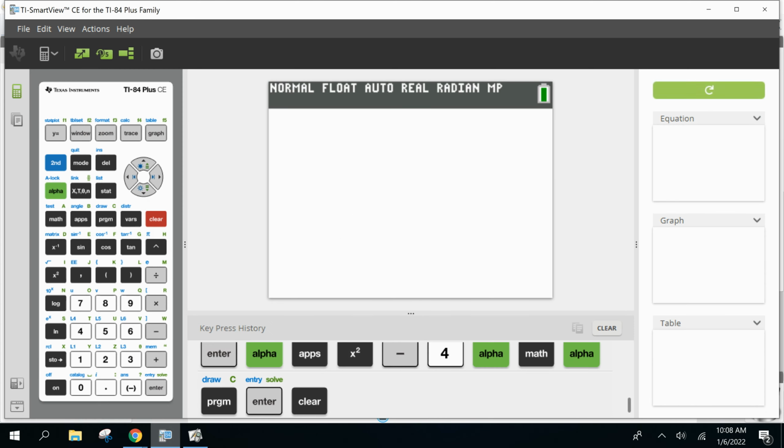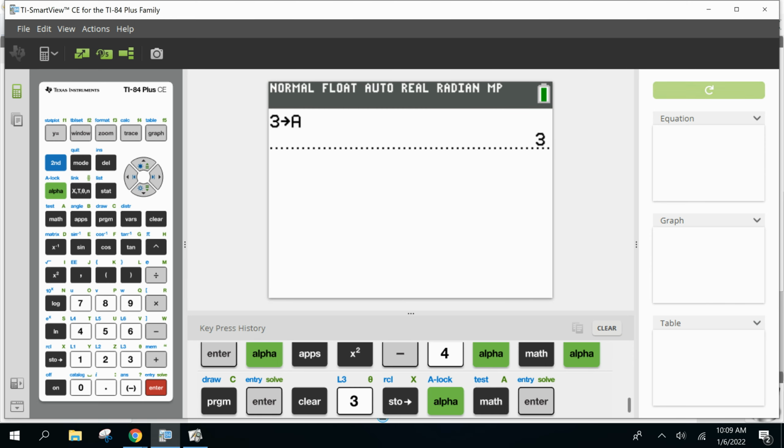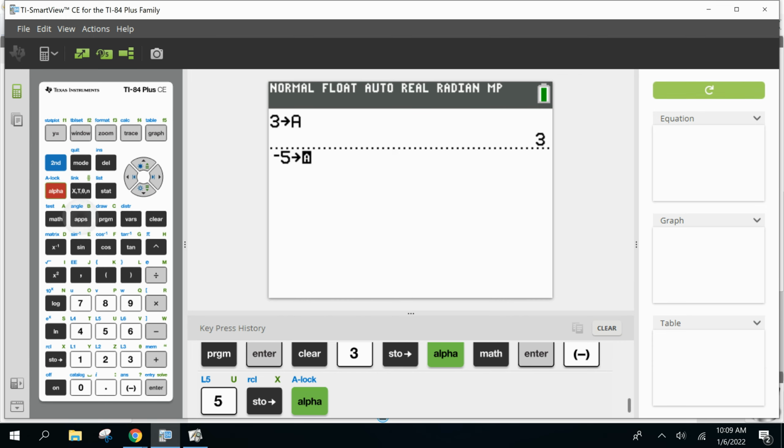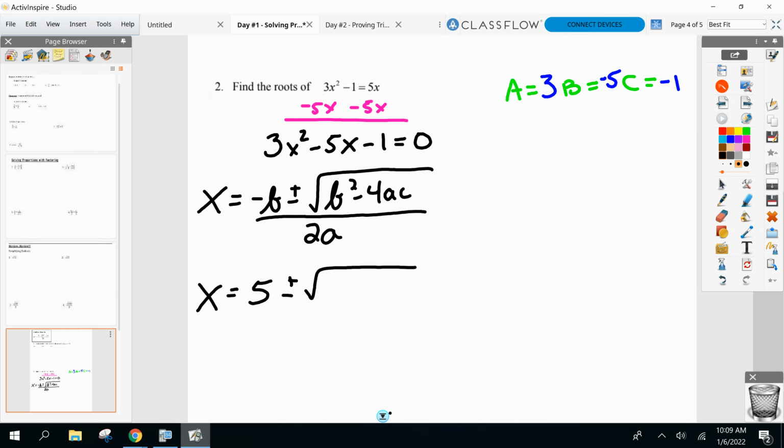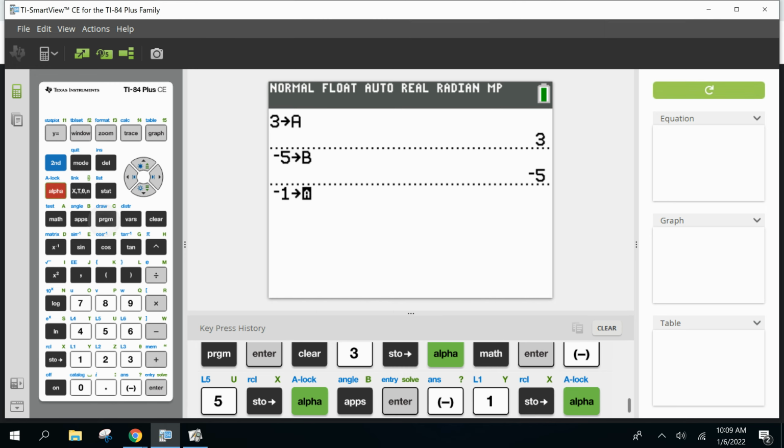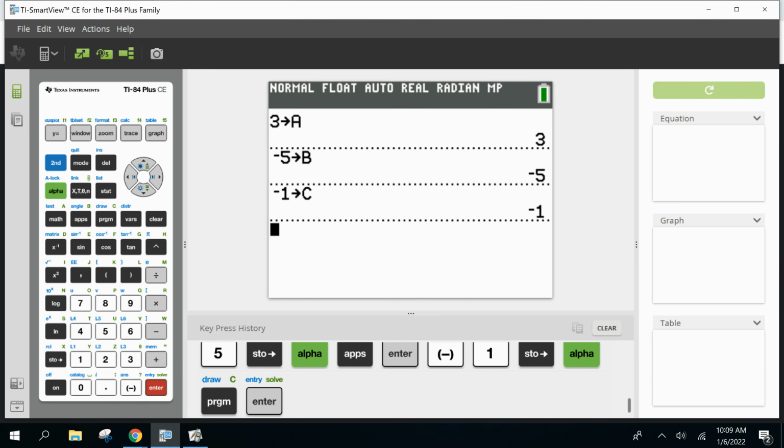What's my a value? 3. Store. Right to the left of 1. In for a. Alpha math. Enter. What's my b value? -5. Go ahead. -5. Store in for b. And then c value was what? -1. Yep. -1. Store in for c. Everyone's good? Stored them all in.